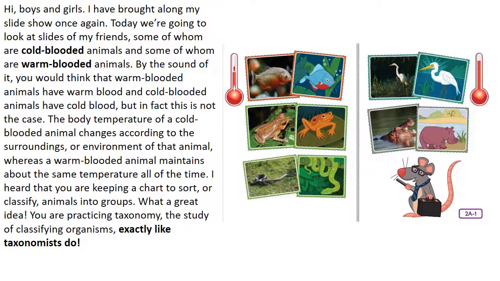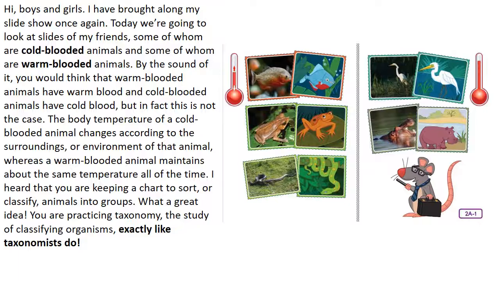Today, we're going to look at slides of my friends, some of whom are cold-blooded animals, and some of whom are warm-blooded animals. By the sound of it, you would think that warm-blooded animals have warm blood, and cold-blooded animals have cold blood. But in fact, this is not the case. The body temperature of a cold-blooded animal changes according to the surroundings or environment of that animal, whereas a warm-blooded animal maintains about the same temperature all of the time.